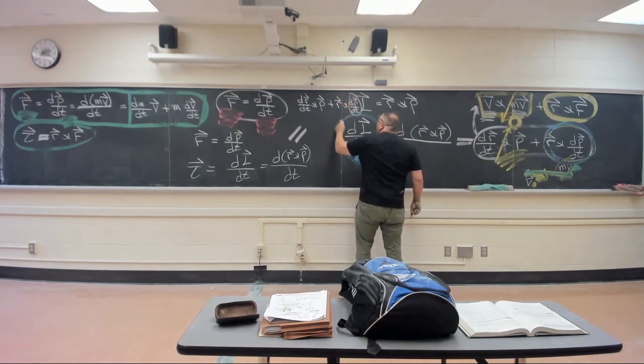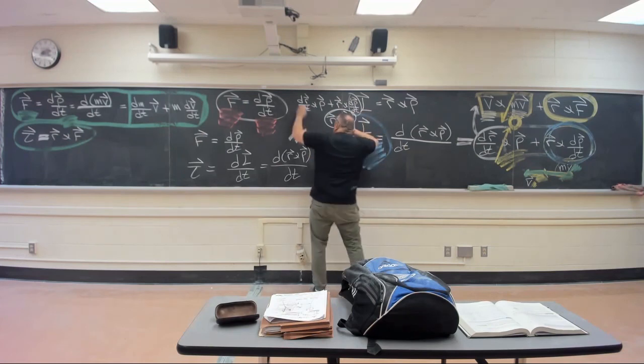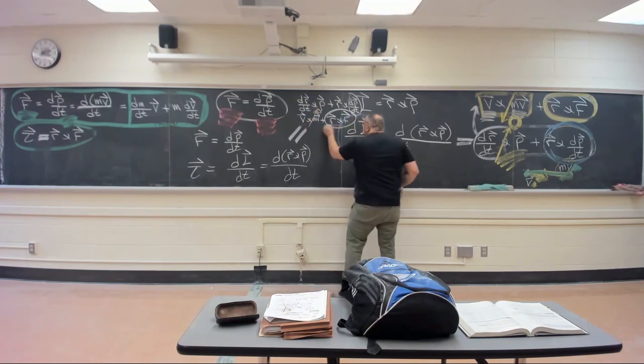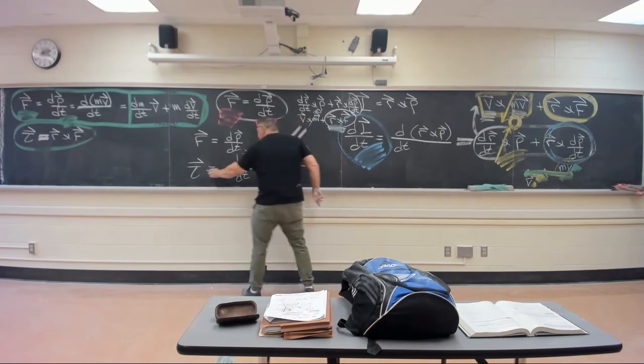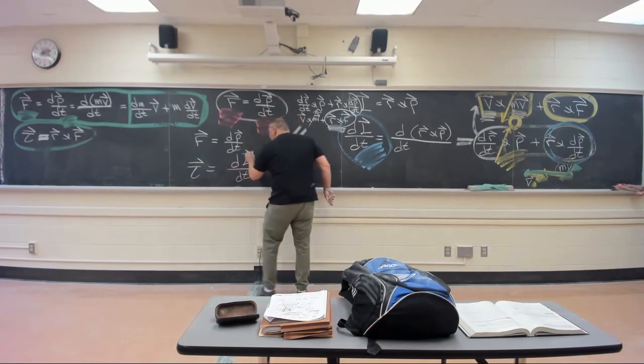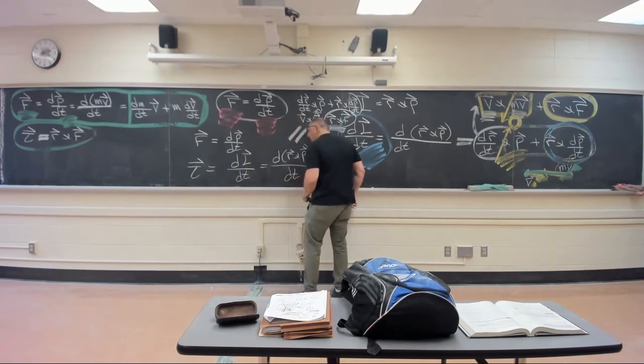dp vector dt is F. This is r vector cross F vector. That's what this is. This right here, dr vector dt, is v vector. This is m v vector. These are collinear. The cross product of two collinear vectors is 0. R cross F, that's torque. This guy right here got us the torque.